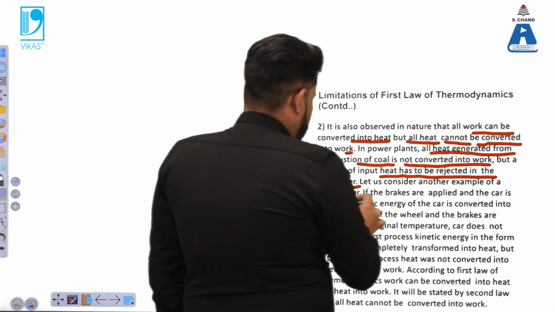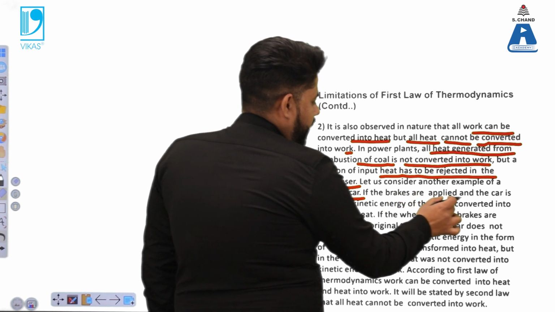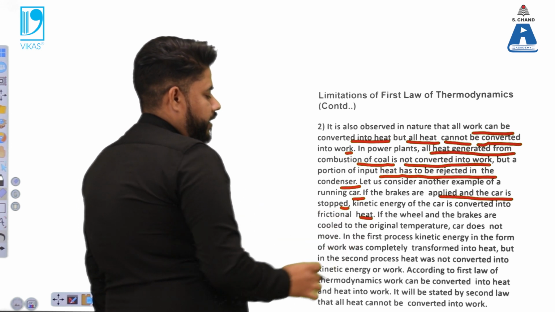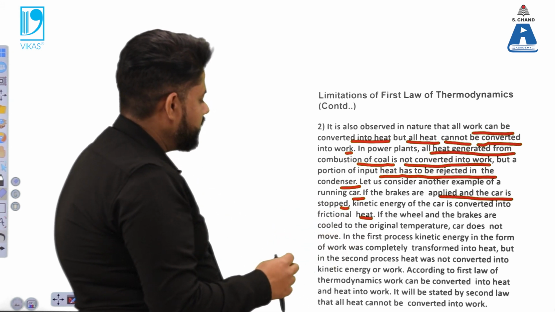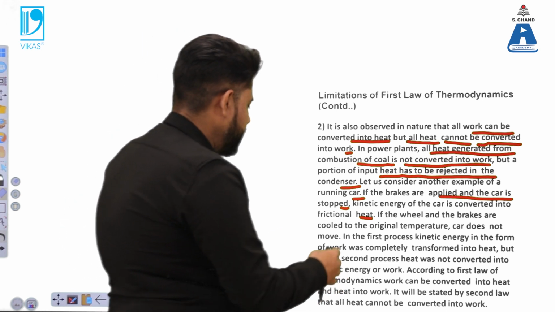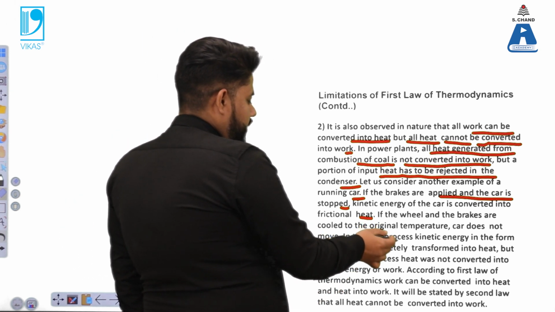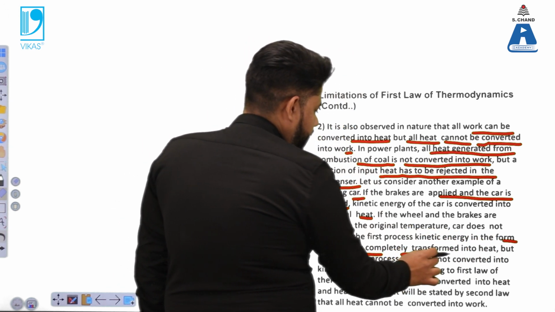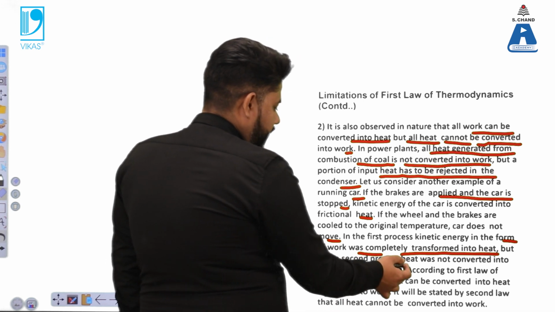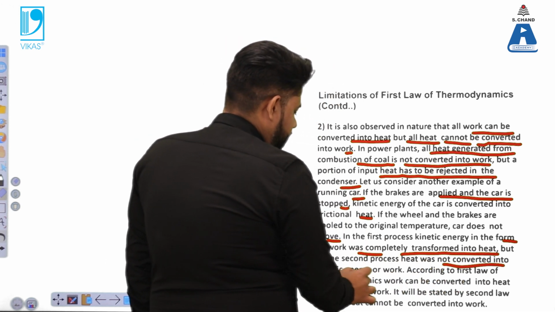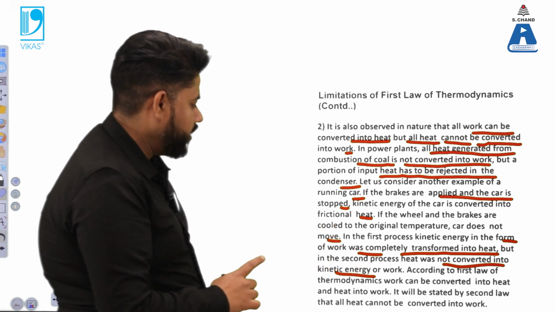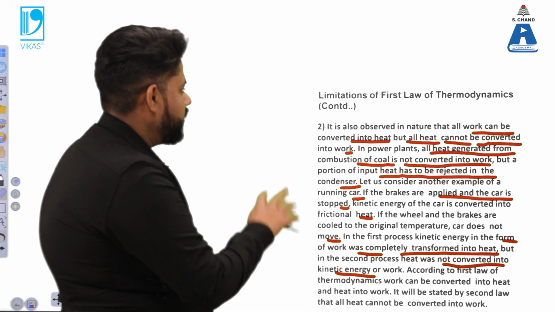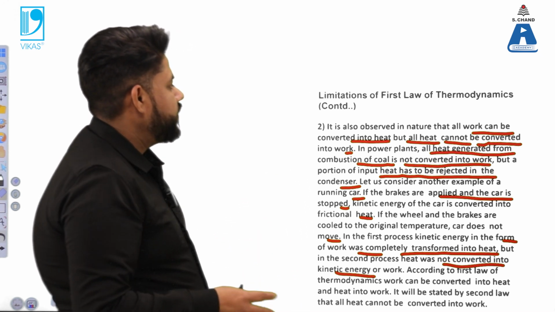Let us consider another example of a running car. Brakes are applied and the car is stopped, so the kinetic energy of the car is converted into frictional heat. If the wheels and brakes are cooled to the original temperature, the car does not move. In the first process, kinetic energy in the form of work was completely transformed into heat, but in the second process, heat was not converted back into kinetic energy. So according to the first law of thermodynamics, these mutual conversions are not ruled out, which is another limitation of the first law of thermodynamics.